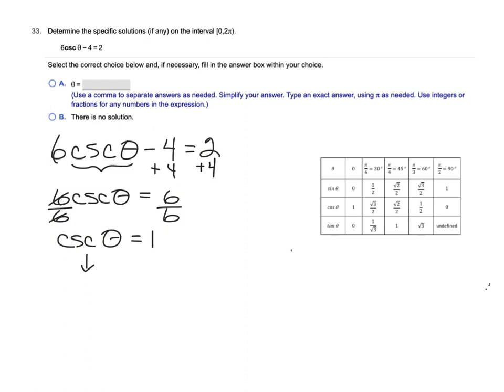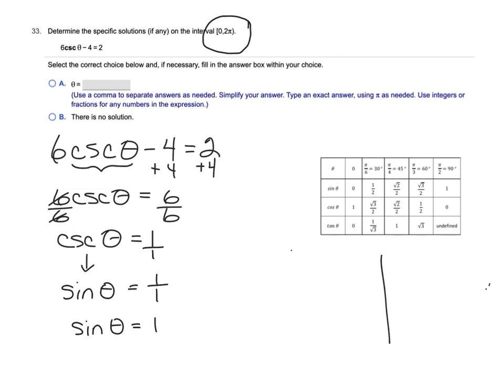Cosecant and sine go together. All right, so if cosecant is 1 over 1, you flip it and you get 1 over 1 again. So we're basically looking for what thetas give me sine of theta equals 1. Now remember, if you go back and look at the directions for these questions, your answers go from 0 to 2 pi, which means you have to take into account the whole unit circle.